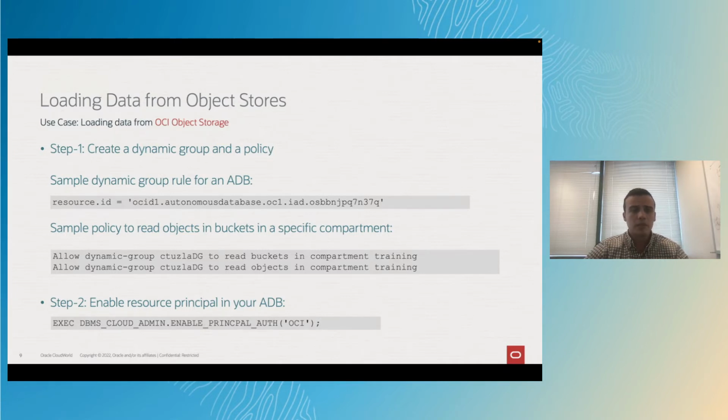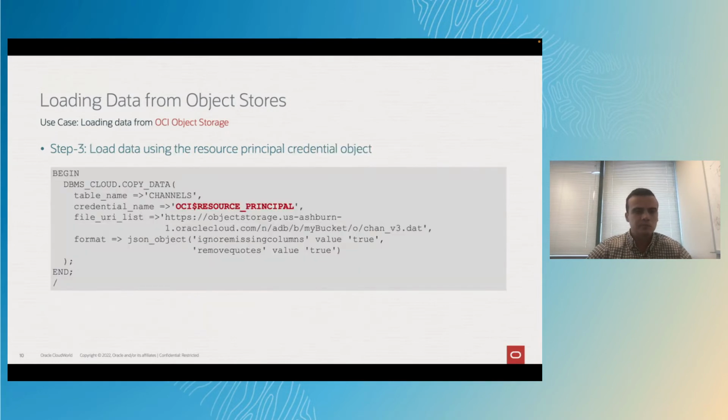After I do this step, my next step is to enable this principal authentication. In the OCI world, this is called resource principal. I'm enabling the resource principal authentication, and I enter OCI as my provider. It's important to note that these enablement steps are just one-time operations. In other words, you won't repeat these every single time you have to reach a cloud resource in OCI or in Azure.